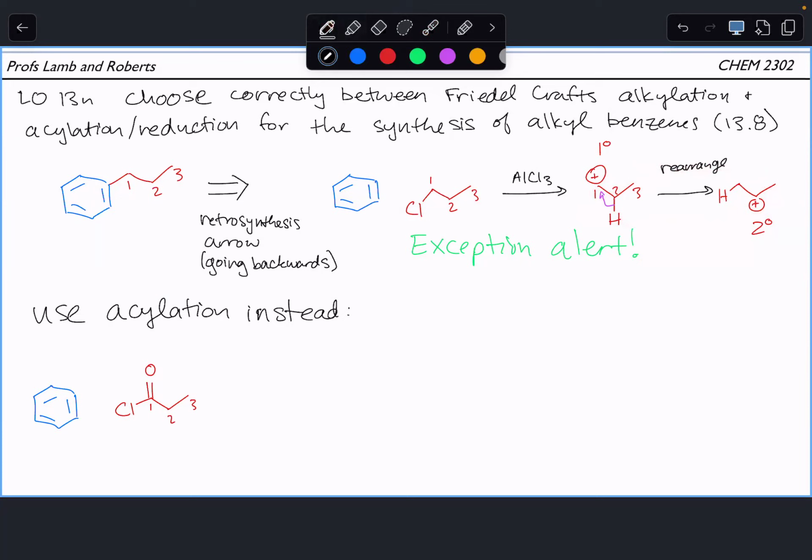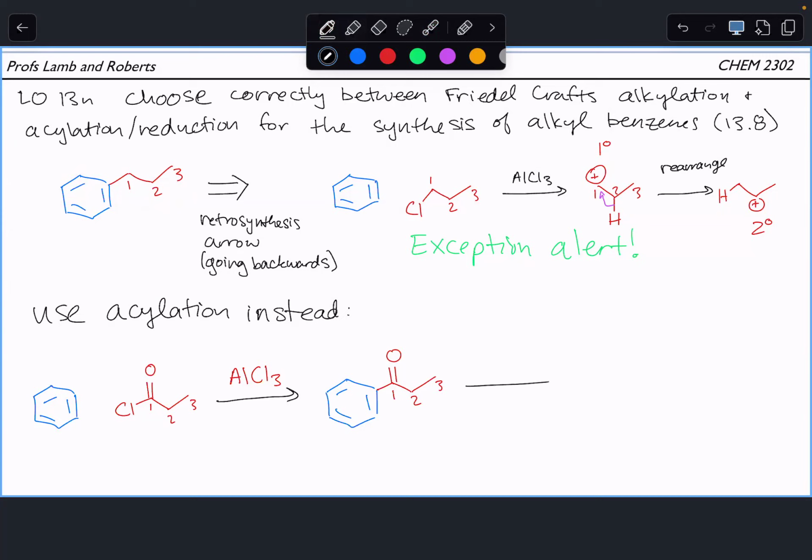So when I add my aluminum chloride catalyst, it will do acylation to add in that acyl group like so. So now I have my 1, 2, 3 carbons that are in that linear form. But this is still not the product that I want, right? I still want to make this alkyl product. So now I have to do reduction.